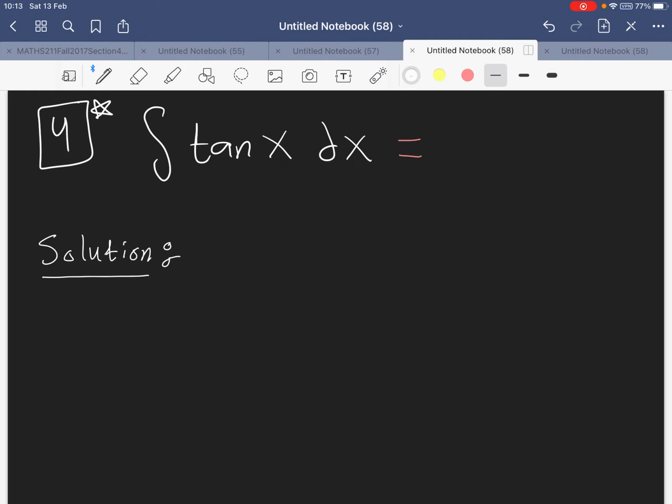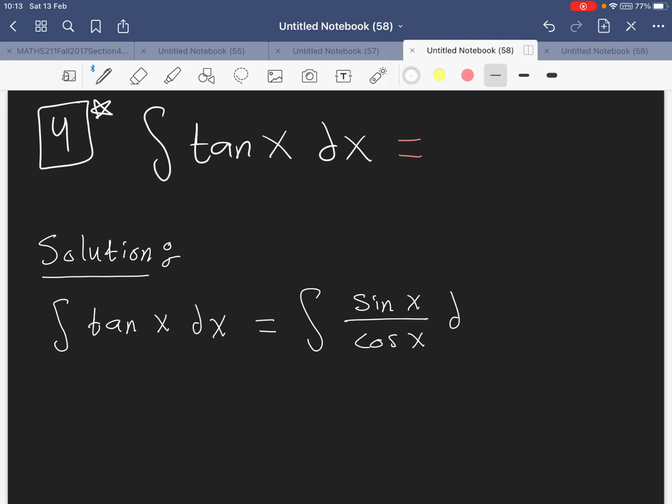Now, if you look at this question, the first thing that comes to your mind is, we don't have an inner function. Why do we need to use substitution? Now, the idea is take tan and write it out. What is tan? Tan is sine over cosine. Okay, so still I'm not sure which one I will use for the substitution here.